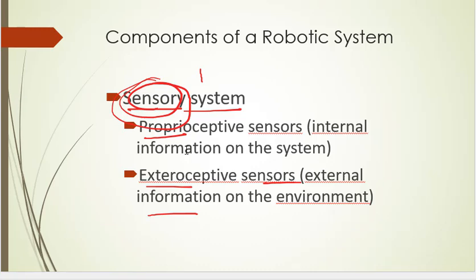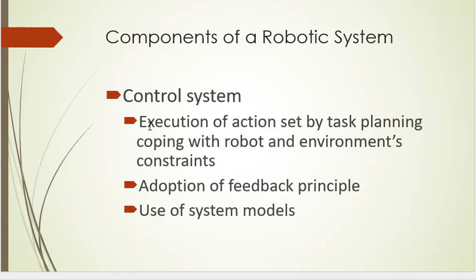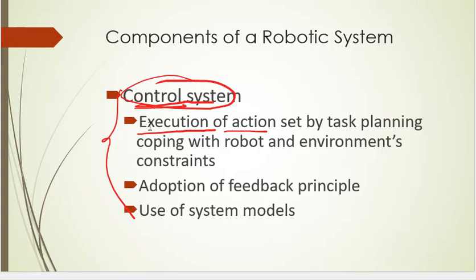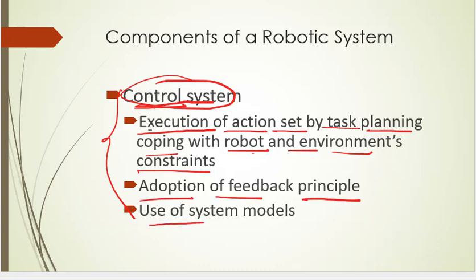Another one is the control system. The controller system is totally a triple, which means the electrical and electronics department can take this part: execution of action, task and planning, coping with the robot and the environment's constraints, and adoption of the feedback principle using a system model.